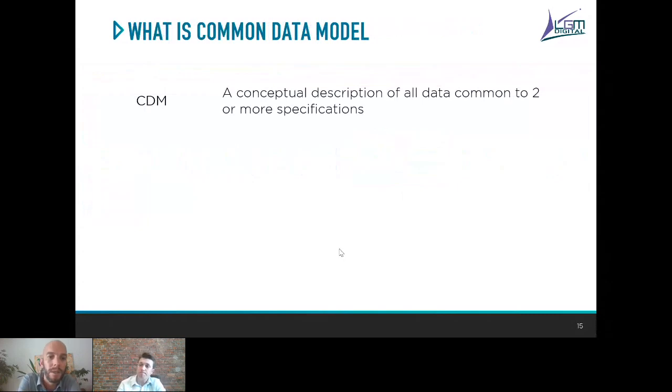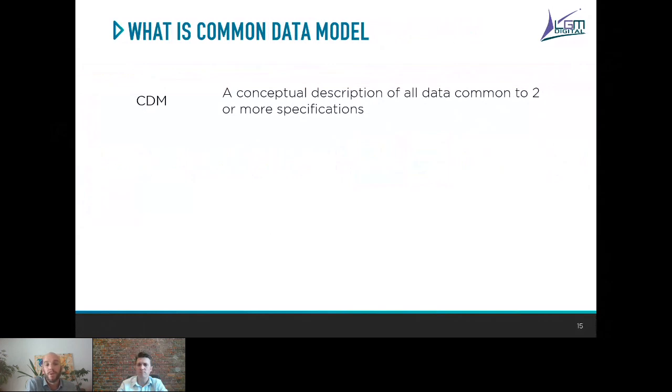So I will talk now about the data model and the common data model. CDEM, the common data model, is a conceptual description of all data common to two or more specifications. As we saw before, the S6000T is not alone in exchanging with other specifications. S6000T has its own data model, but when some data are common with another specification, they are described in the CDEM.